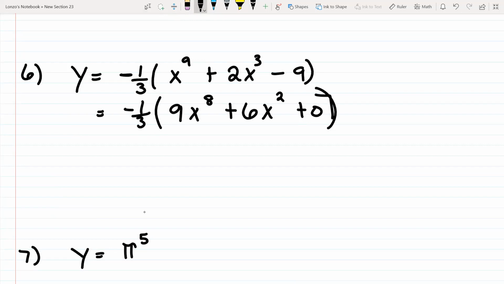Then distribute this negative 1/3, so y prime equals negative 3x to the 8th. Negative 1/3 times 6 is negative 2x squared. And then negative 1/3 times 0 is just 0.